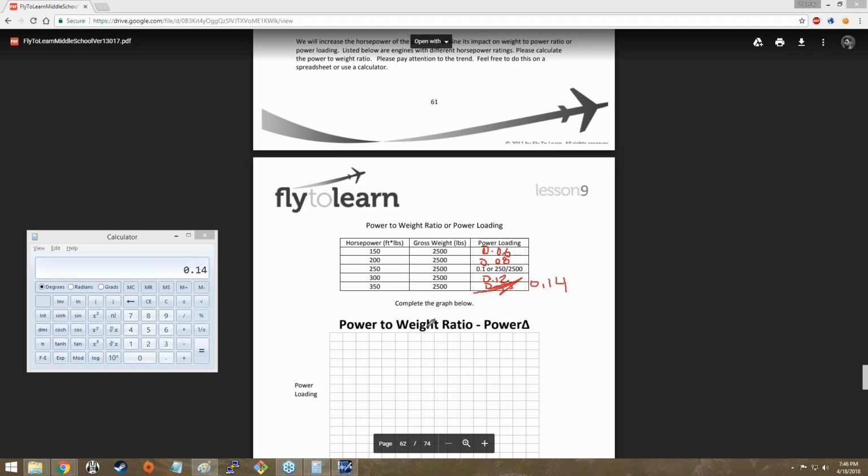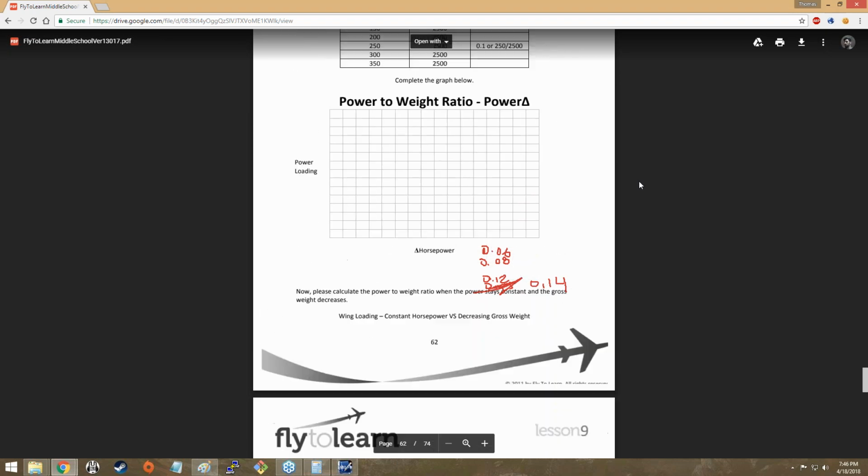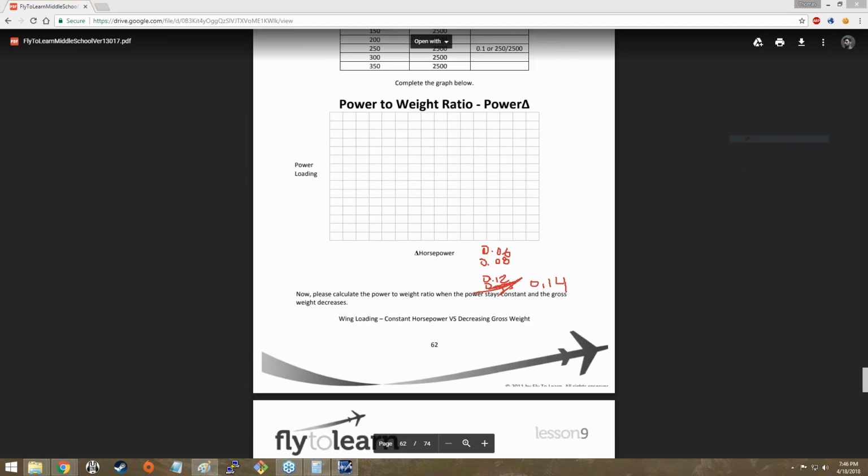So as you can see, our numbers go up pretty gradually, pretty linearly. If we were to graph it, it would look something like that. Just a straight diagonal line. Pretty straightforward. Which means that it can be pretty easy to predict how much exactly the ratio is changed by changing the weight or the power.